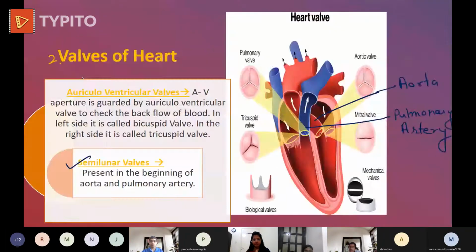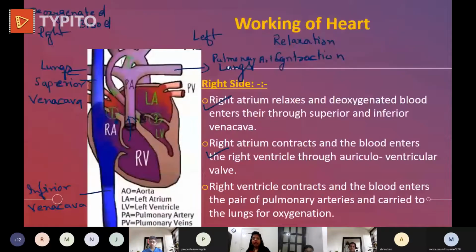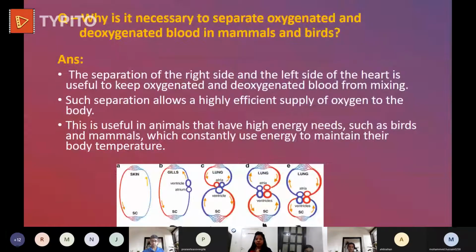Now you just see here, our oxygenated left side and deoxygenated right side are separated by the septum. And this is only available in birds and mammals. That kind of partition by septum is only available in mammals and birds. So why is it necessary to separate oxygenated and deoxygenated blood in mammals and birds?